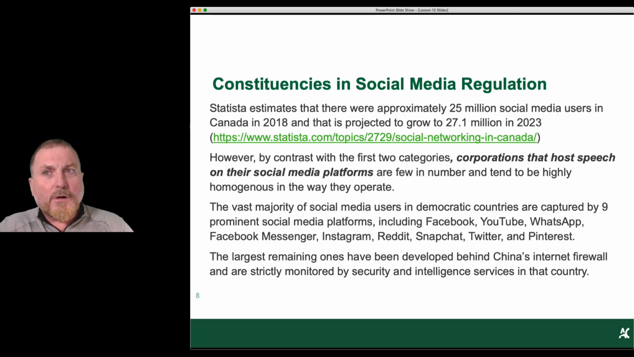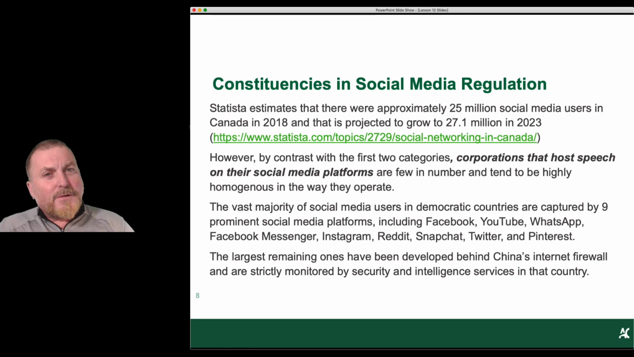Statista estimates that there were approximately 25 million social media users in Canada in 2018, and that is projected to grow to 27.1 million in 2023. Obviously, given our population size, that's a lot of young people using social media every day for potentially hours a day, okay?